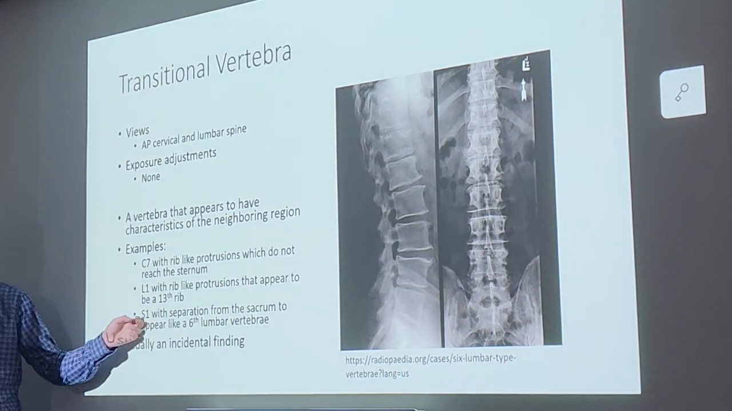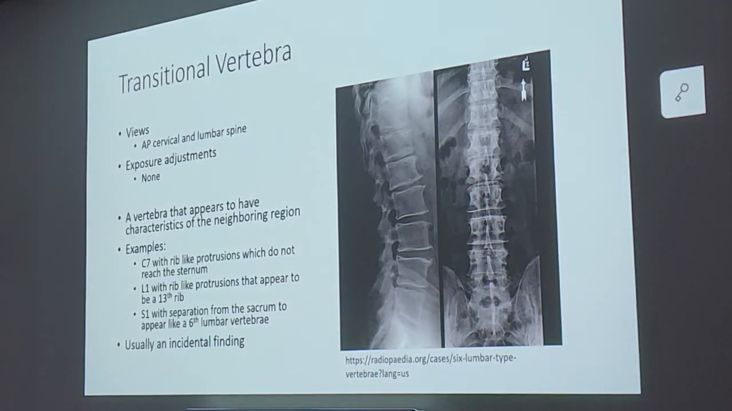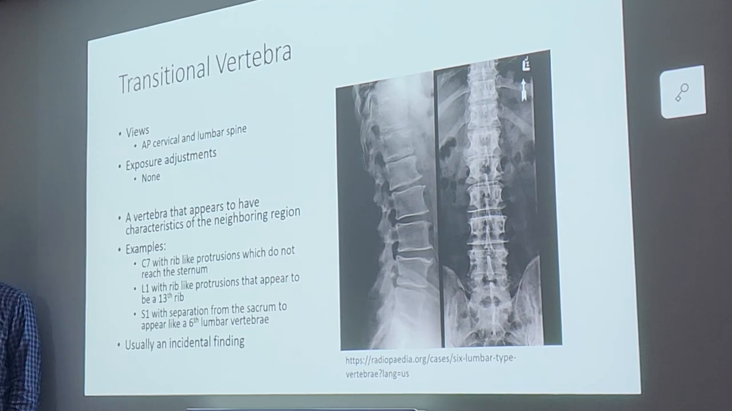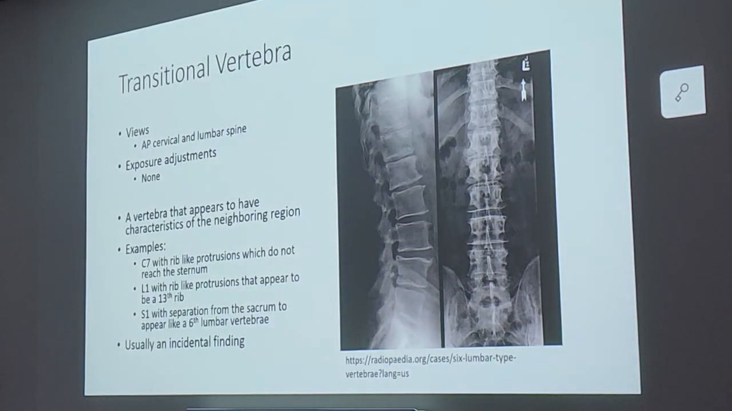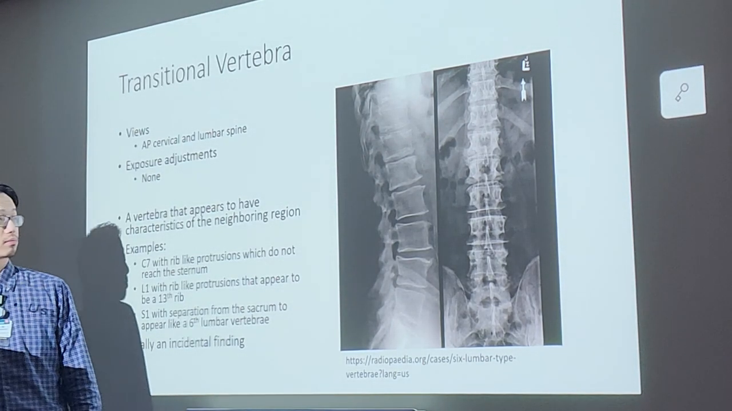And then finally, you have this one here, S1, with a separation from the sacrum, so it looks like a 6th lumbar vertebrae. So you're counting, okay, I see my 12th rib, that's T12, then L1, 2, 3, 4, 5, I should see sacrum, but I see one more vertebrae by itself, almost like L6. So that's this, sacral vertebrae that acts like a lumbar vertebrae.